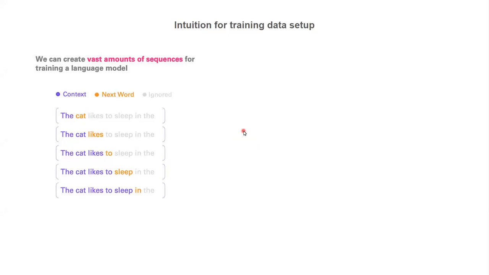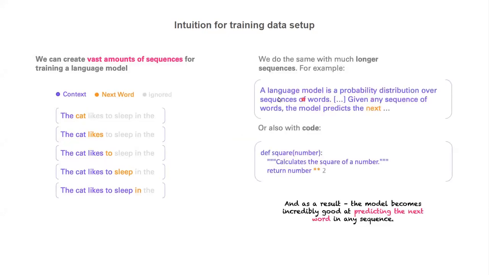The same method can be extended to even longer sequences. Here you can see a very long sentence in purple, that's the input. And then the orange one is the word that needs to be predicted. The same thing can also be extended to code. In this case, we have input up until here, and then the orange is the prediction that the model needs to make. This is not given to the model yet. When we train it with such a large corpus, the model becomes really good at predicting what is supposed to be the next word.